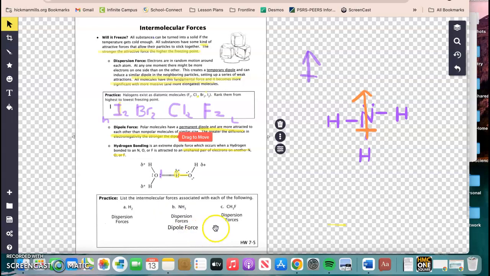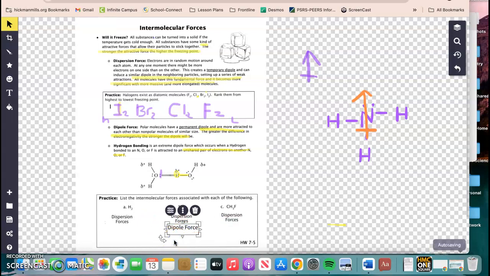Okay. And then lastly, hydrogen bonding. So is there a nitrogen that is attached to a hydrogen? Yes. And could it then be attracted to another unshared pair of electrons on another nitrogen, oxygen, or fluorine? Well, yes. So this one also has hydrogen bonding.